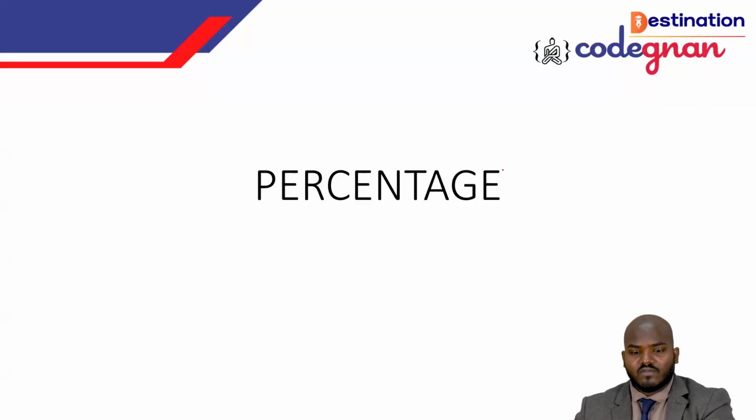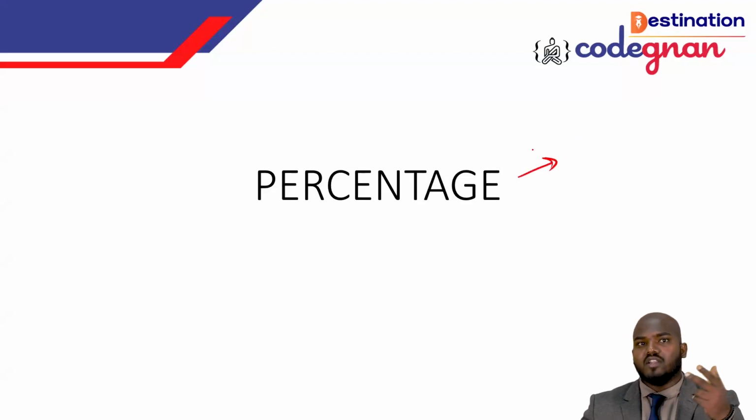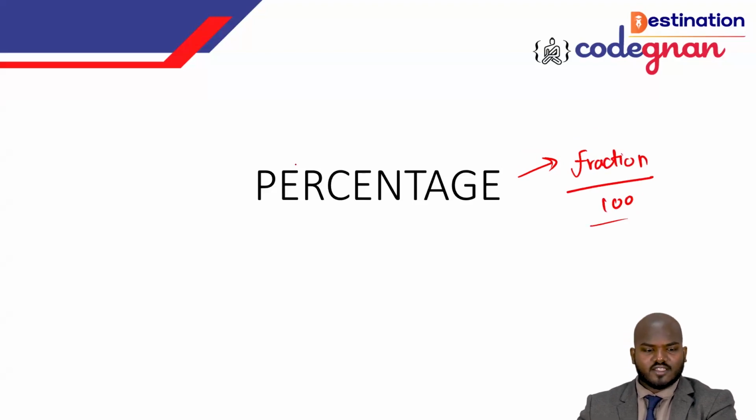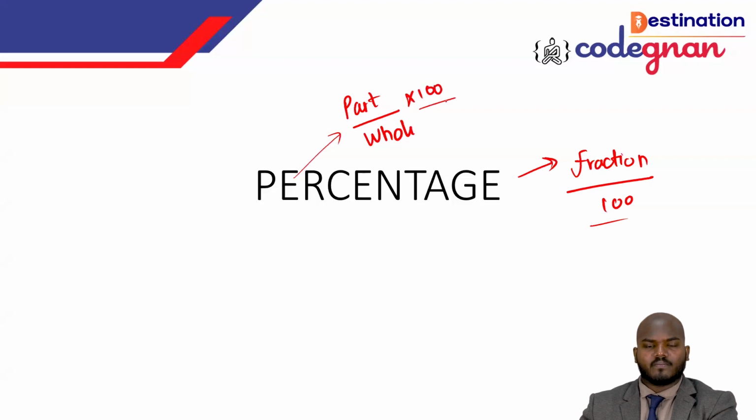Very simply, if I define percentage in a single term, I can call it a fraction of 100. And the next thing I can call it is part by whole, part by whole cross 100. Like this way I can define it.